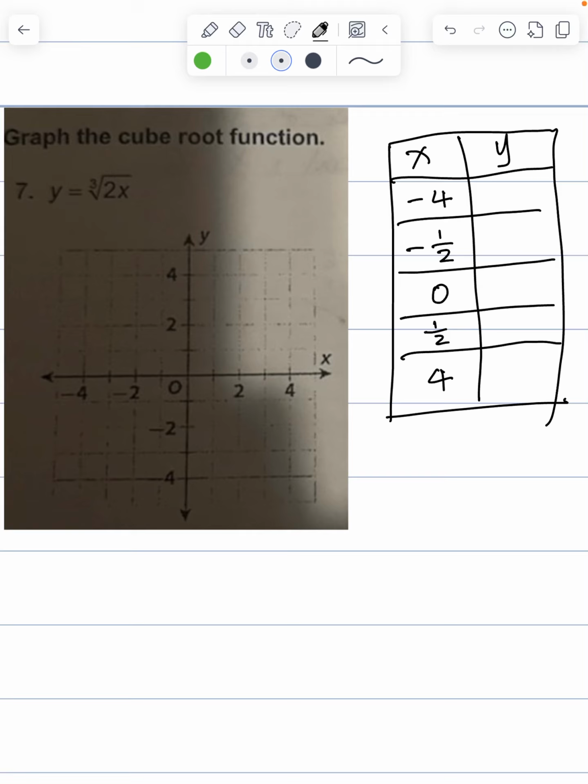Okay, Unit 10, Part 2. Graph the cube root function. So the function is y equals the cube root of 2x.